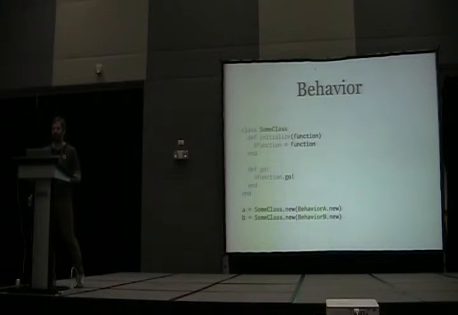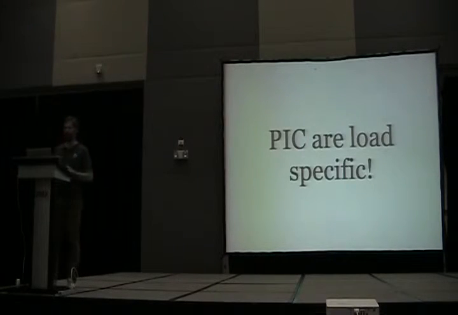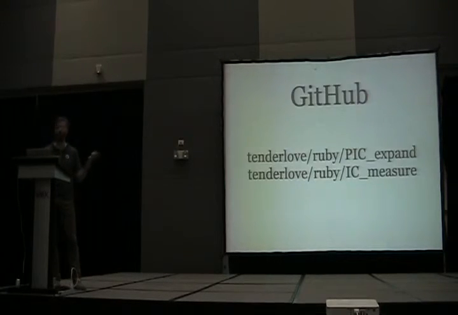So something to take away from this is that polymorphic inline caches are load specific, so it really depends on what type of code you're running. This particular application mostly didn't use polymorphic call sites, and that might not be true for all applications out in the world. So if you can, I would like you to test this code with your application and see what this graph looks like, and you can actually get all the code that I was showing from these two branches on my GitHub page.